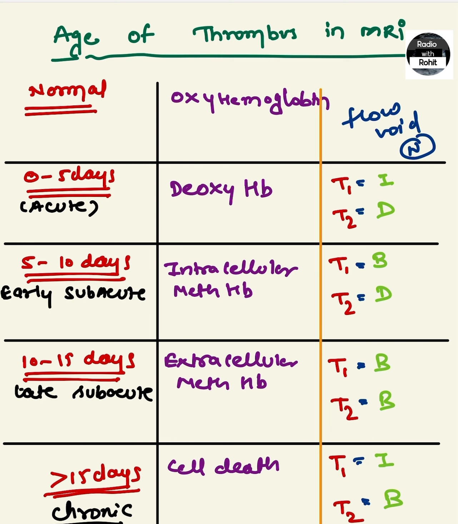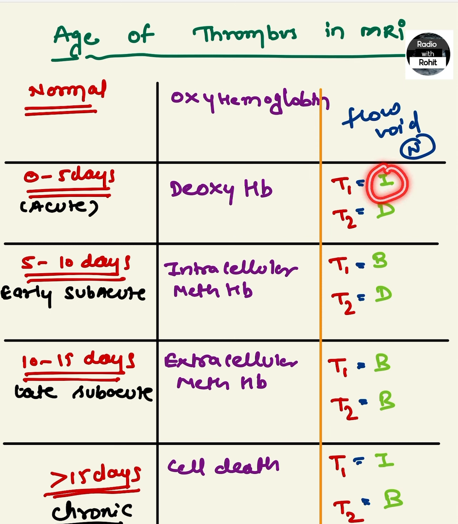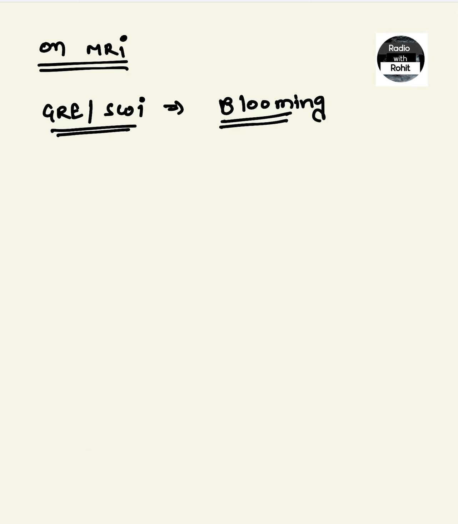So again we will revise it. Normally there will be a flow void. If it is acute thrombus, then it will appear isointense on T1 and hyperintense on T2. If it is early subacute, then it will be hyperintense on T1, hypointense on T2. Late subacute will be hyperintense on both T1 and T2. And if it is chronic, then it is isointense to hypointense on T1 and hyperintense on T2. Normally, this infarct shows the blooming effect on GRE or SWI sequence.